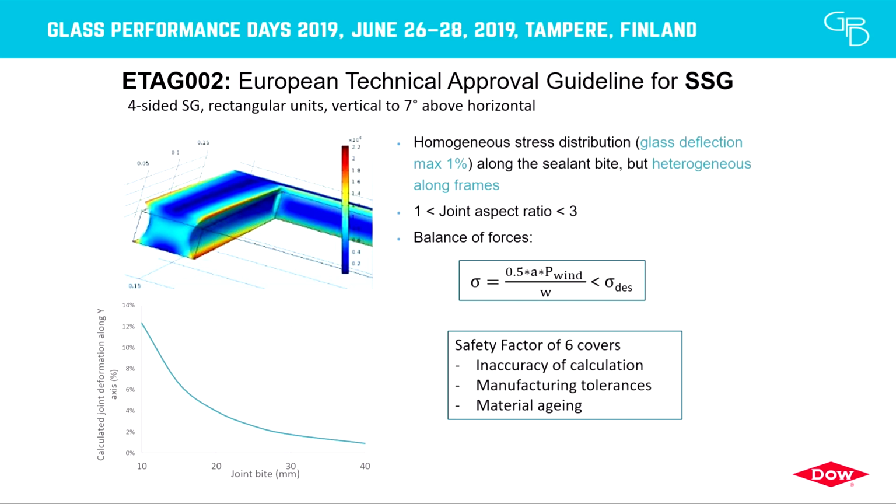And a number of simplified assumptions were made. For example, they said that the wind load was low and the deflection of the glass pane as well, so you can assume the joint working mainly in tension. The rotation was neglected because, of course, there's always a little bit of deflection, but they decided not to take this into account. They assumed a homogeneous stress distribution along the bight, whilst along the frames it was heterogeneous. They also assumed that the joints would stay with an aspect ratio between 1 and 3, because it was known at the time that the movement capacity of such joint geometries is good enough to accommodate the movement.